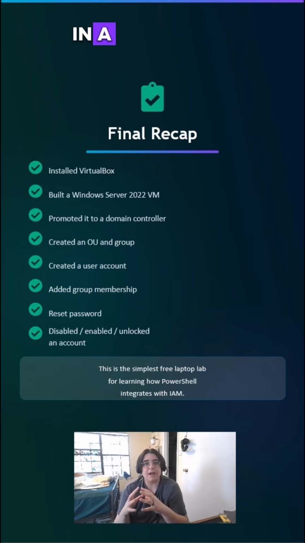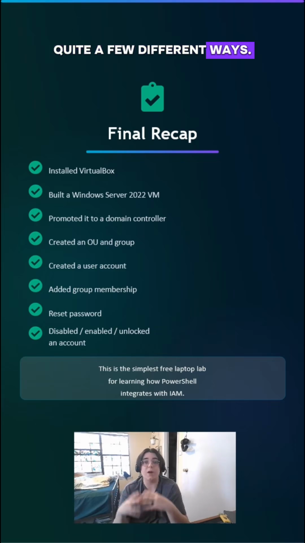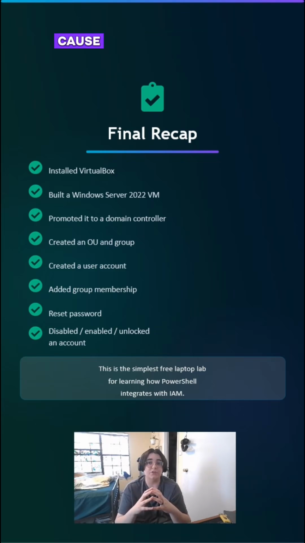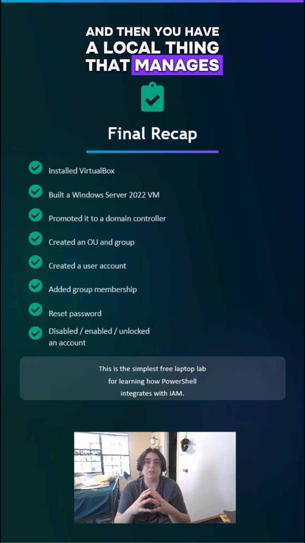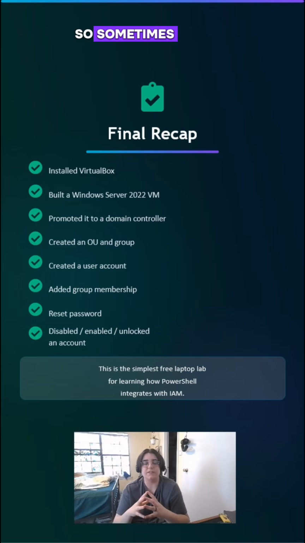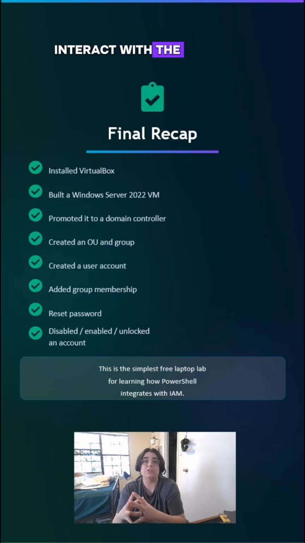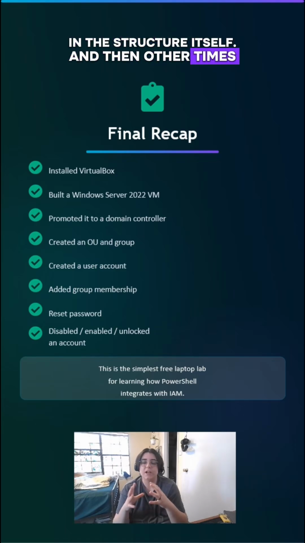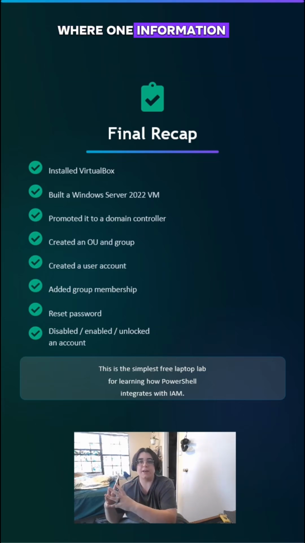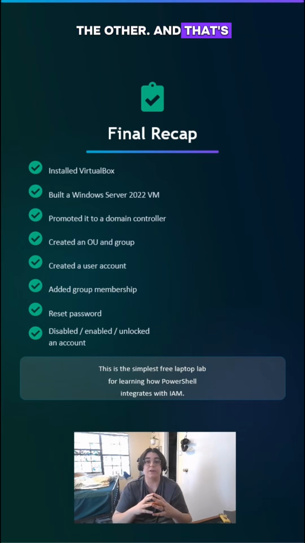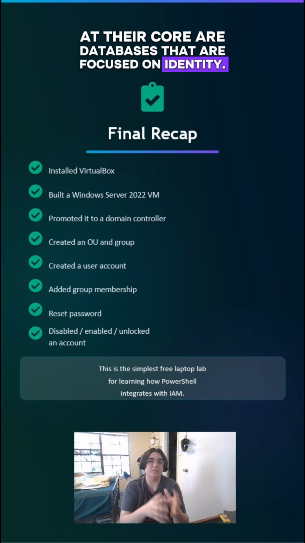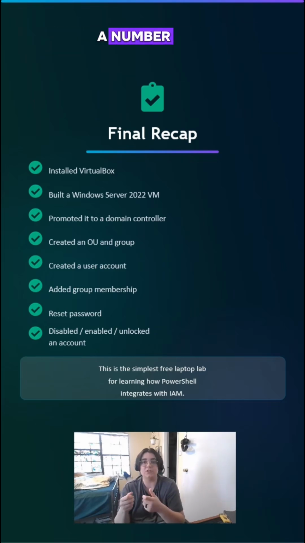PowerShell functions in quite a few different ways, mainly as how we manage local access for certain things, because sometimes you have a cloud and then you have a local system that manages specific accounts or specific groups. And you can use it to manage that. So sometimes it's the language that you're using to interact with the database and the structure itself. And other times you're using PowerShell to kind of Frankenstein or jury-rig things, where one database connects to the other. And that's really all identity systems are at their core: databases that are focused on identity. You're identifying things and pulling things based on a number or a lookup.